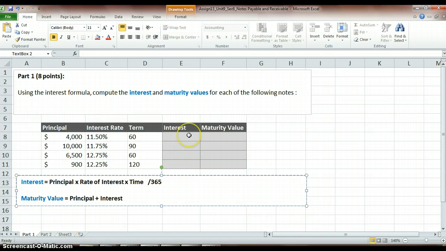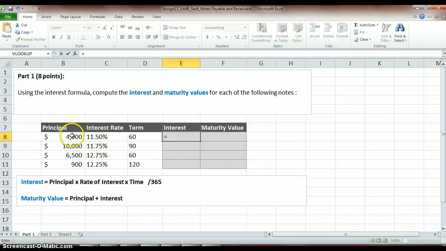So calculating our interest, let's do a little formula here. We're taking our principal times our rate times our time, which is going to be 60 over 365, and that gives us $75.62. So that's how much interest will be added to our principal, and that gives us our maturity value.